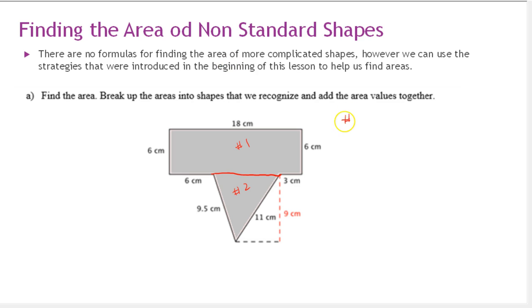First, I think the area of the rectangle will be easy. We want to multiply the length and the width. We have the length and the width: 18 centimeters times 6 centimeters. 18 times 6 is 60 plus 48, which is 108 centimeters squared. Feel free to check that on your calculator.